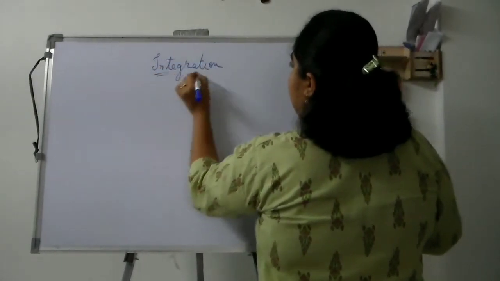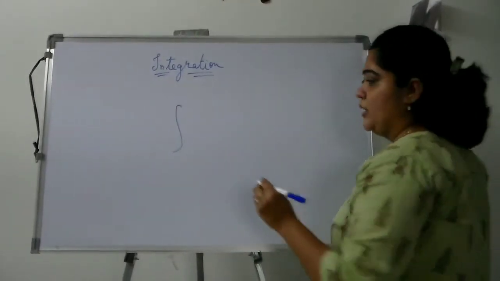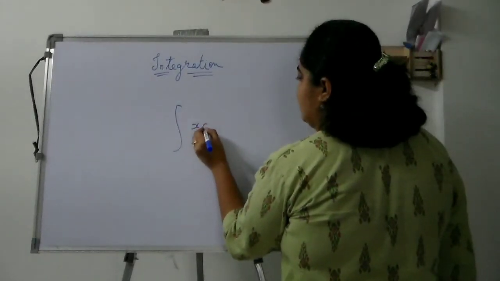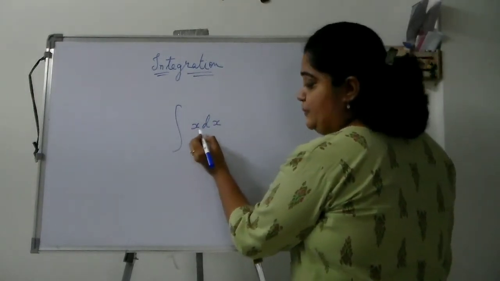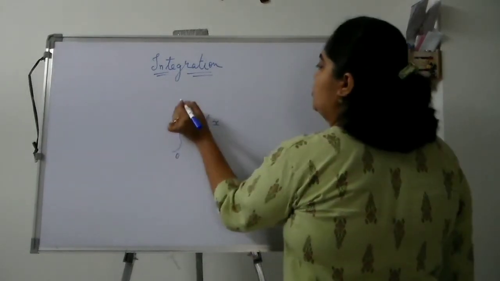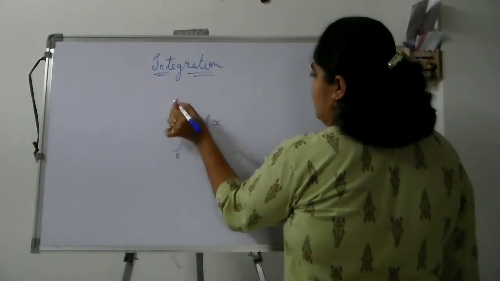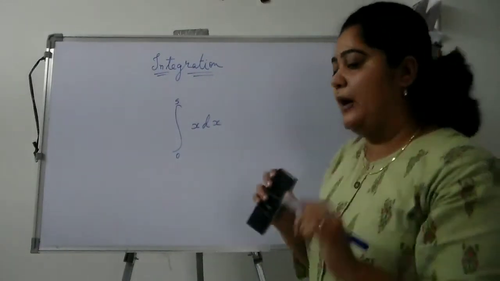Okay, we have integration. So this is the symbol of integration, x dx. So we are going to integrate x dx from say 0 to 5. Now this is one mathematical way. Now let us go into the physics part of it.